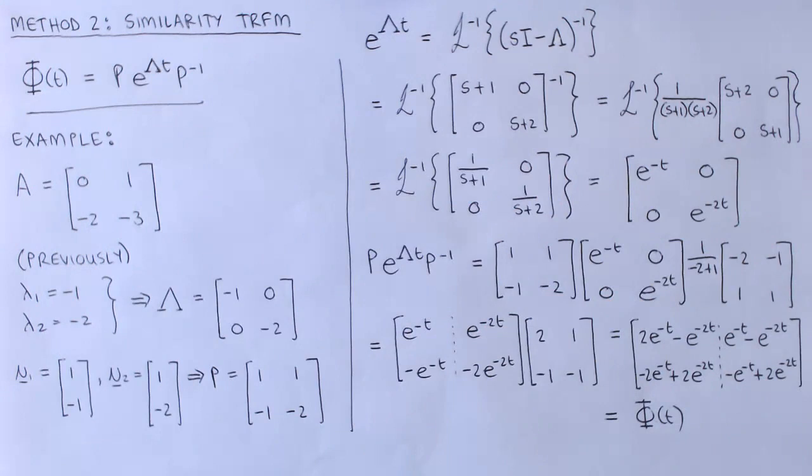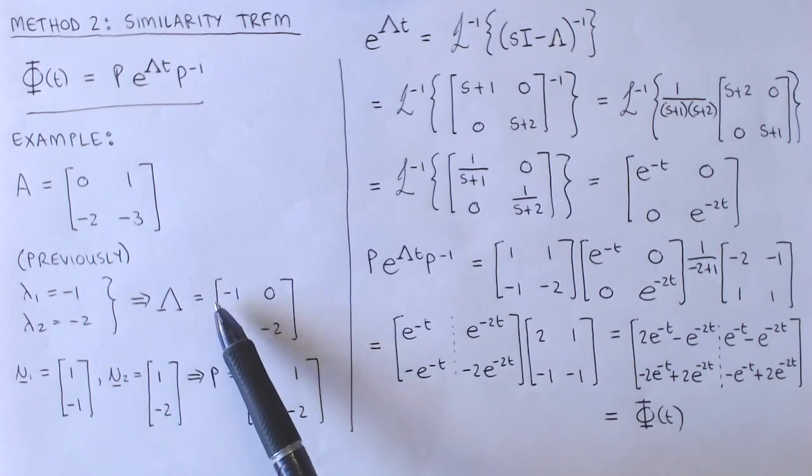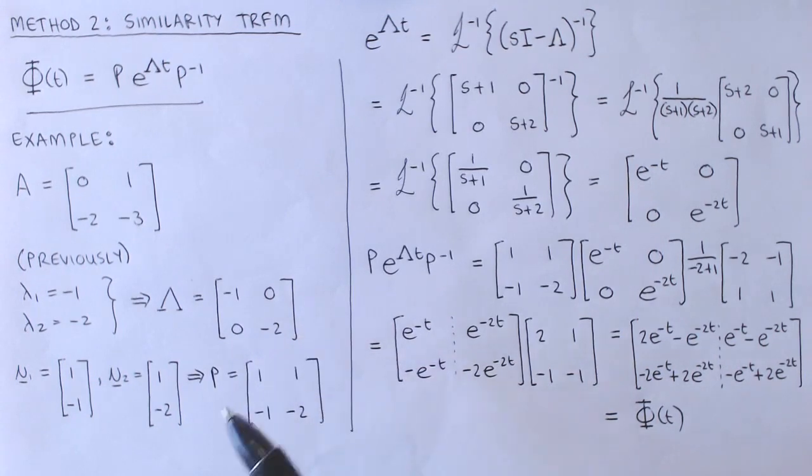In a previous video, we calculated the eigenvalues of matrix A as -1 and -2, and we can therefore write down the system matrix lambda as this diagonal matrix with the eigenvalues on the diagonal. We calculate the eigenvectors corresponding to these eigenvalues as vectors v1 and v2, which means that the transformation matrix P that would transform this system to the modal canonical form is given by this matrix of which the columns are given by the eigenvectors of the system.